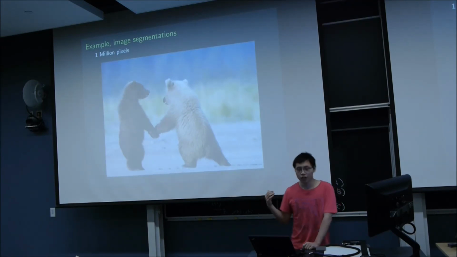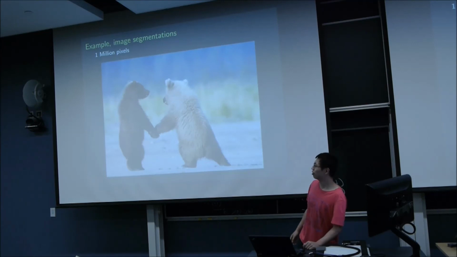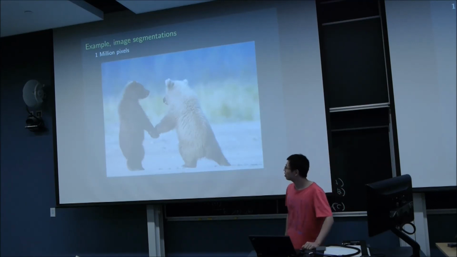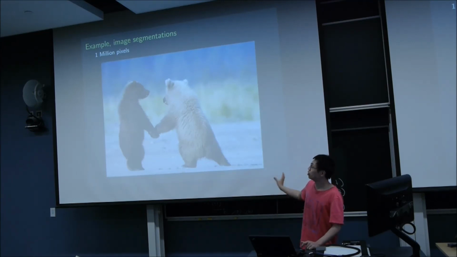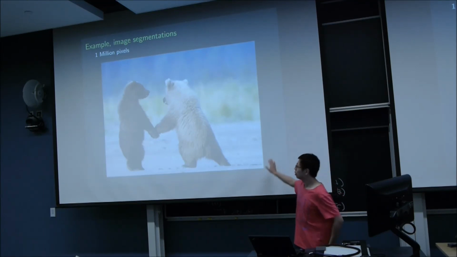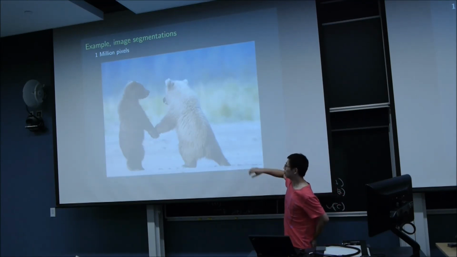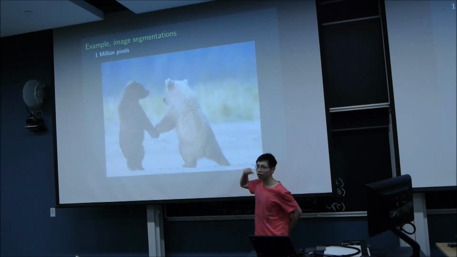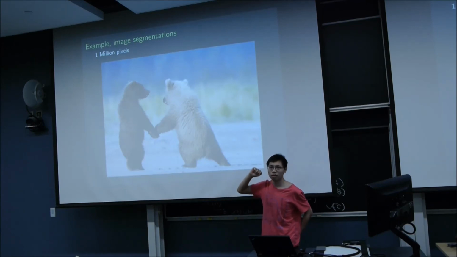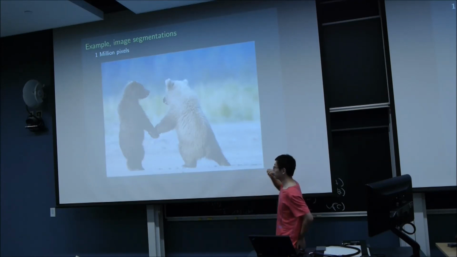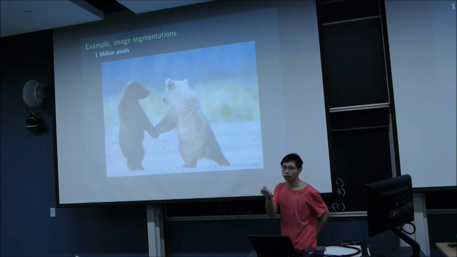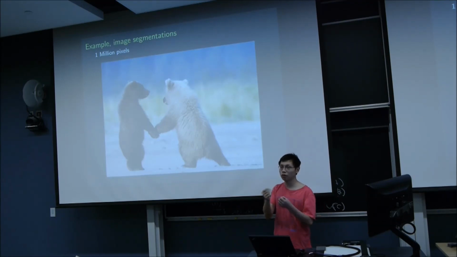Here is the image segmentation. Here's a National Geographic picture. There are 2 bears here. And what is image segmentation? It just puts the image into several parts. For example, you want to put one bear into one part, the other bear into another part, and the background into a third part. You can do that by treating each pixel as a sample and computing the similarity between pixels.